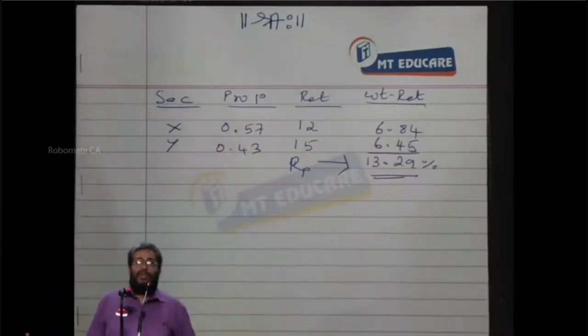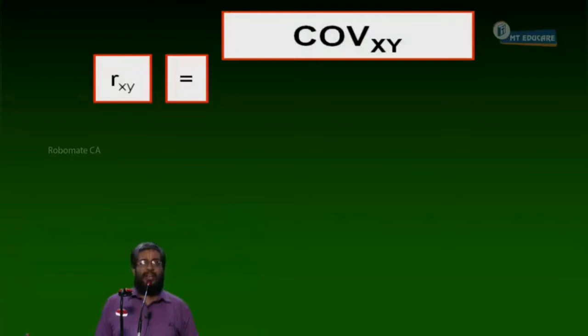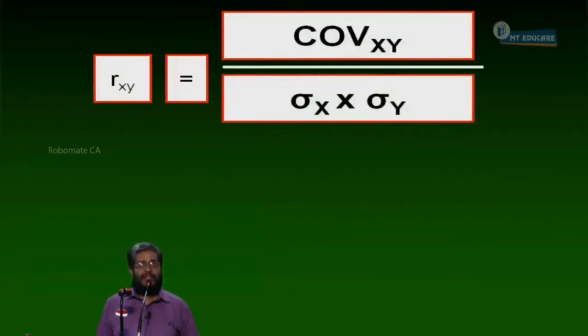Okay, write down Rxy is equal to. Rxy means what? Correlation between x and y. Always two items, you have to see the correlation, no? Correlation between x and y, Rxy, is equal to covariance of x and y divided by sigma x into sigma y.